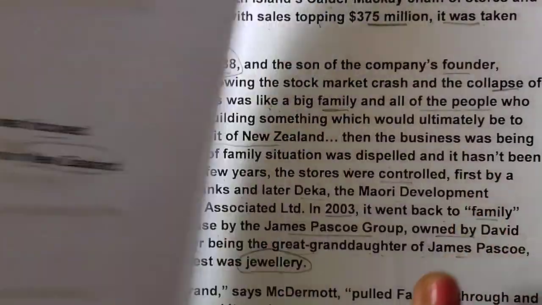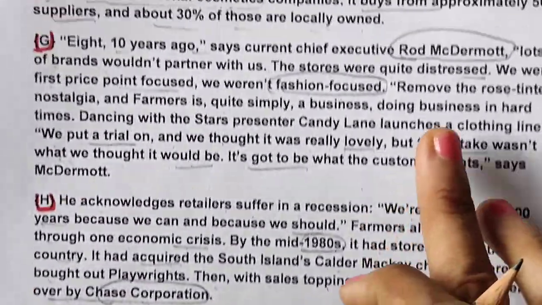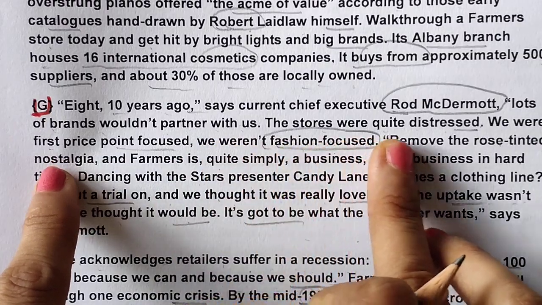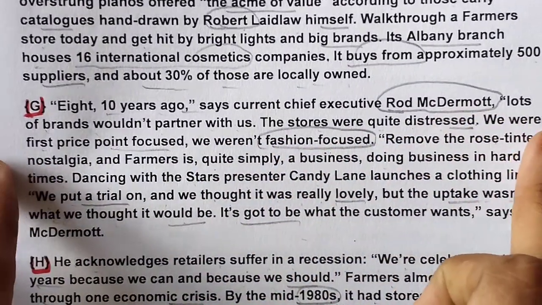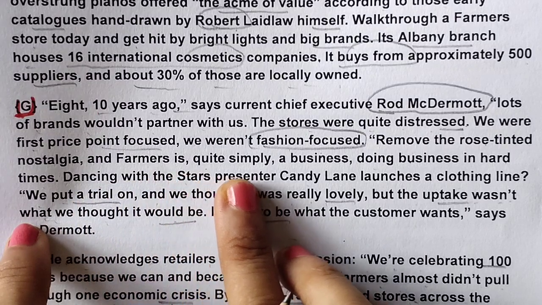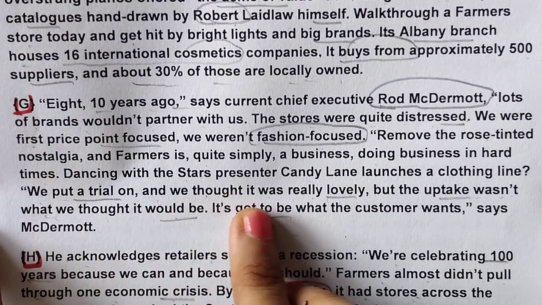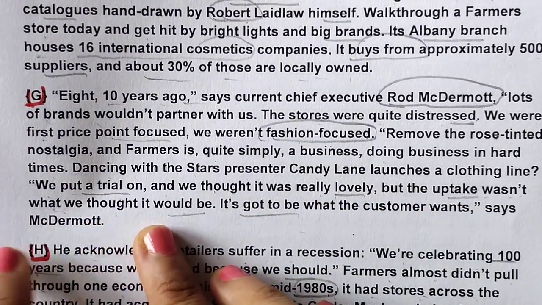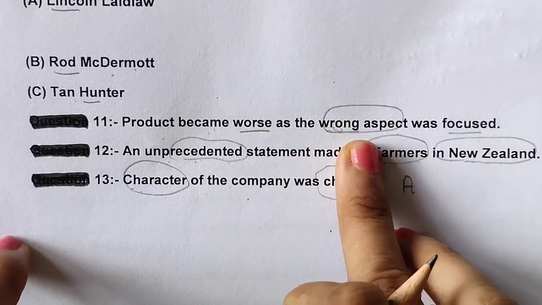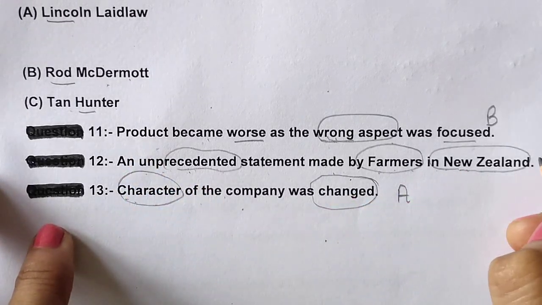Okay, now coming to Rod McDormand. So Rod McDormand is also here, and let's read it. Here also they were talking about Rod McDormand. So what he is saying, lots of brands wouldn't partner with us. Stores were quite distressed because, in inverted commas I am going to read, we were first price focused. We weren't fashion focused. Remove the rose tinted nostalgia. Farmers is quite simply a business. And this also says, we put on a trial and we thought it was really lovely, but the uptake wasn't what we thought it would be. So definitely product became worse as the wrong aspect was focused. So we will put B answer. Of course C is left, so we will go with C.